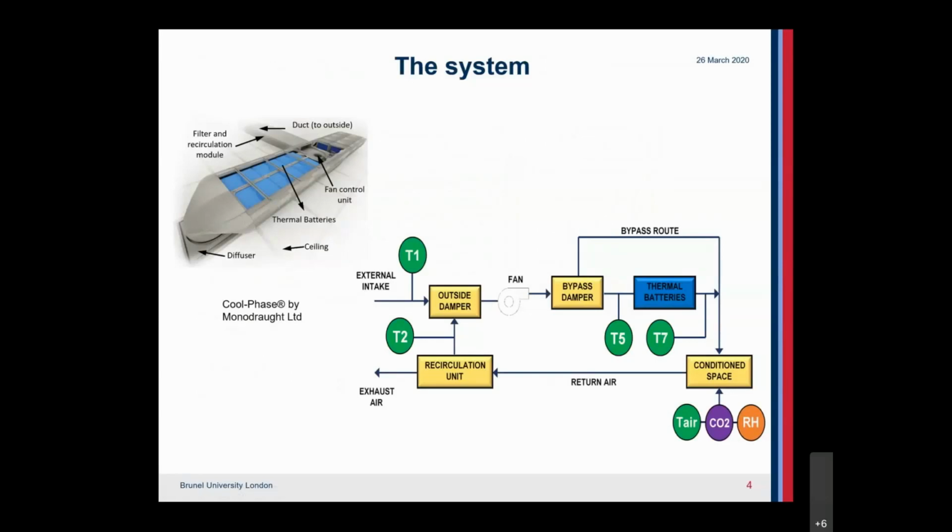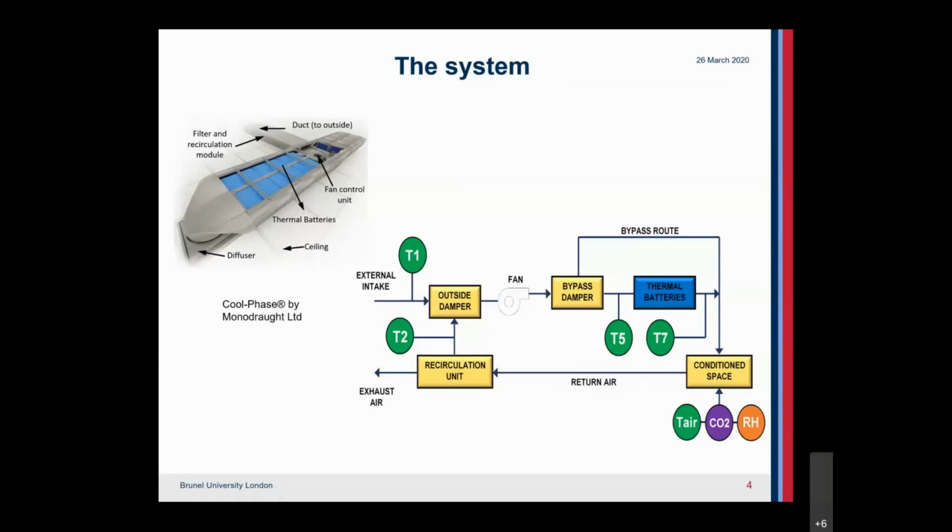So this schematic on the screen presents the components of the system, and also it indicates the location of the sensors to control its operation. And in the room, as I said, it is relative humidity, CO2, and air temperature. Temperature is controlled by either air drawn from outside or recirculated from the room, depending on the temperature and relative humidity in the conditioned space.